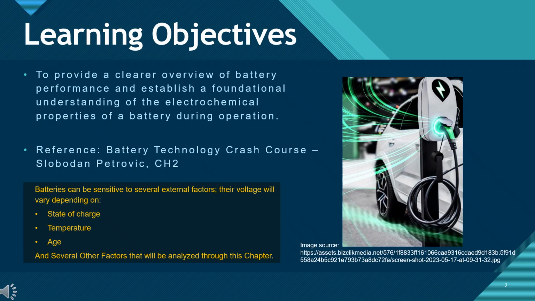Learning objectives. The objectives for this chapter are straightforward. First, we aim to provide you with a comprehensive overview of battery performance characteristics, so you understand how a cell's behavior can vary depending on usage conditions. Second, we aim to establish a foundation for understanding the electrochemical properties that are involved during battery operation. To put it simply, this chapter is about bridging the theory of how batteries work with the reality of how they perform in the field.